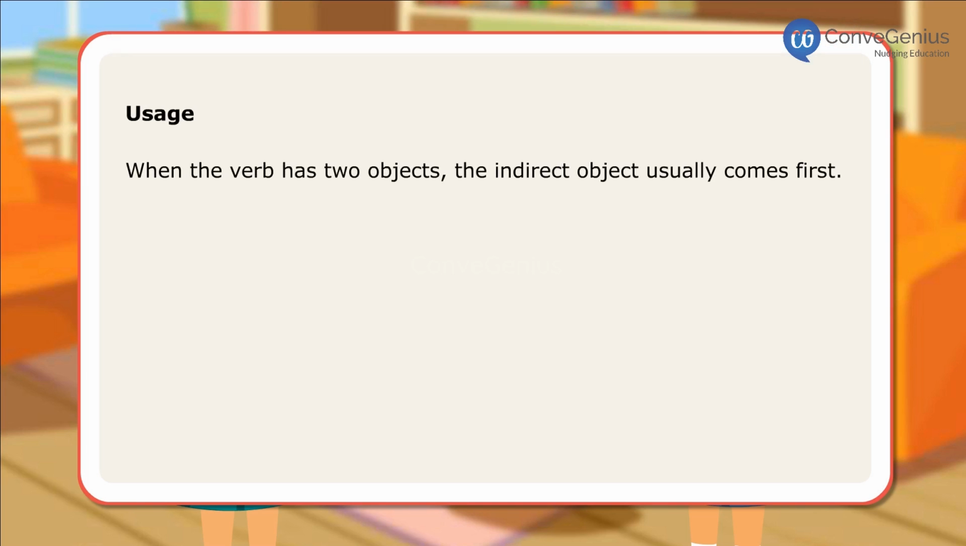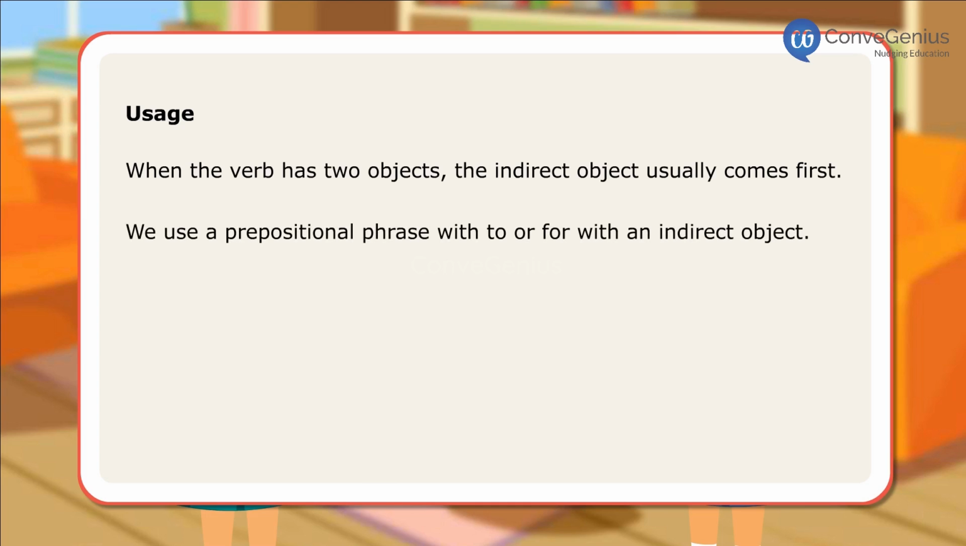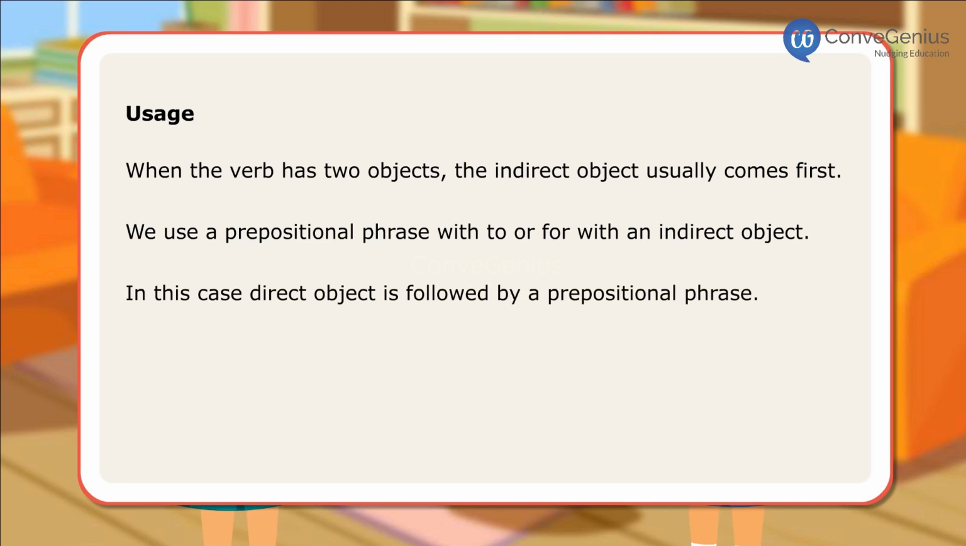Usage. When the verb has two objects, the indirect object usually comes first. We use a prepositional phrase with to or for with an indirect object. In this case, the direct object is followed by a prepositional phrase.